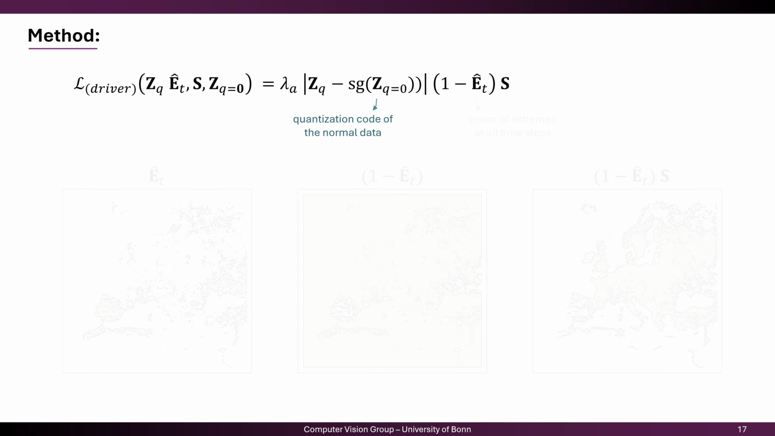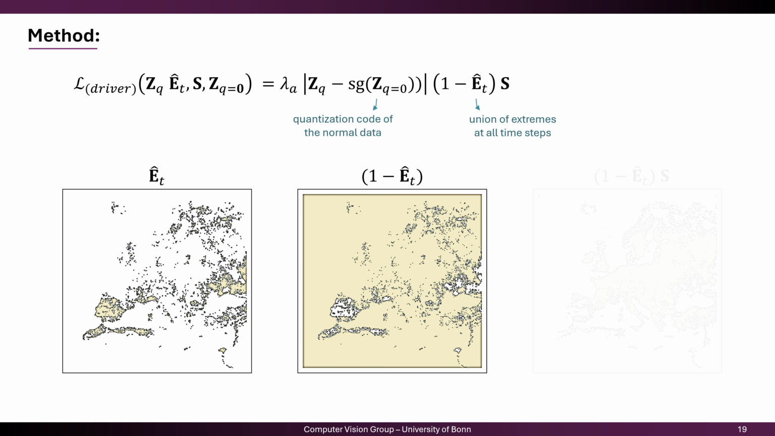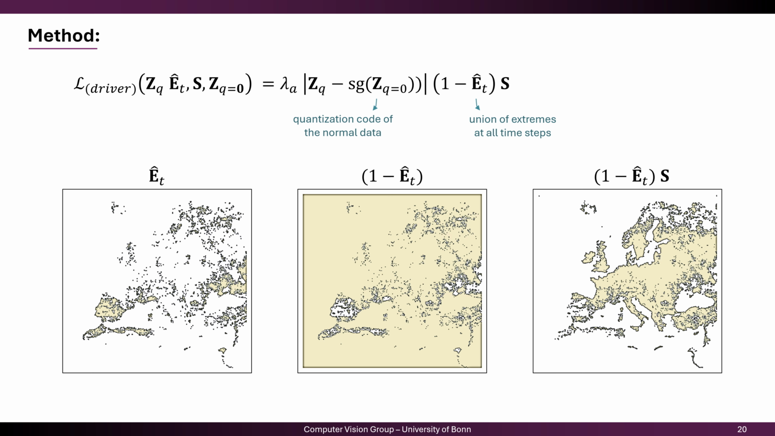The last part of the objective function is used to encourage the network to identify drivers that are spatio-temporally correlated with the impacts of extremes. E hat T here is the union of extremes at all time steps before the event, for example up to 7-8 weeks before the event. We invert this mask and we apply it on the valid regions. In other words, we want the network to identify non-drivers on this region. This is also helpful to unify the quantization code of the normal data.